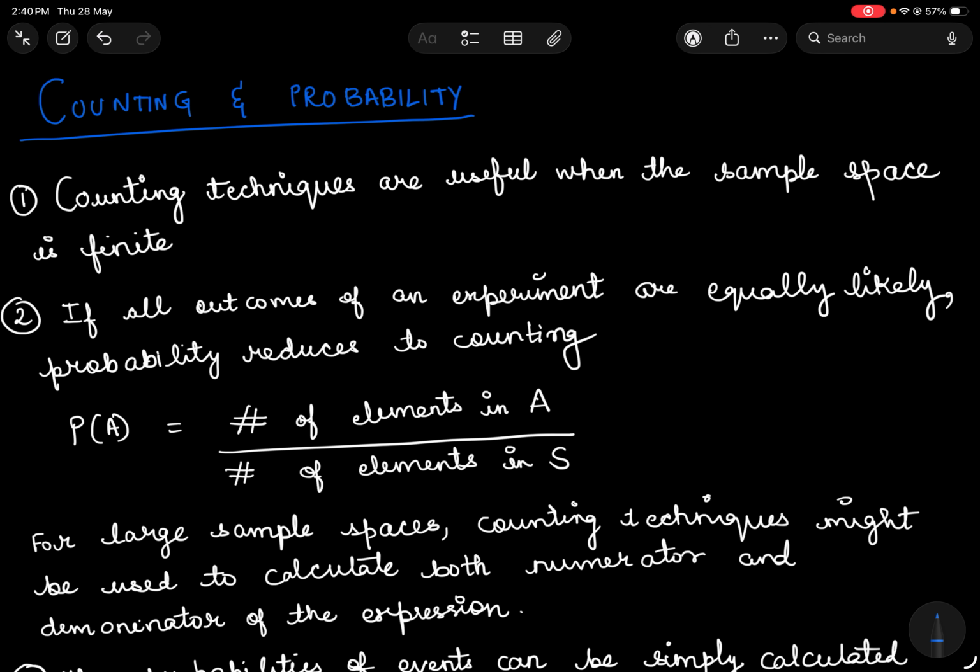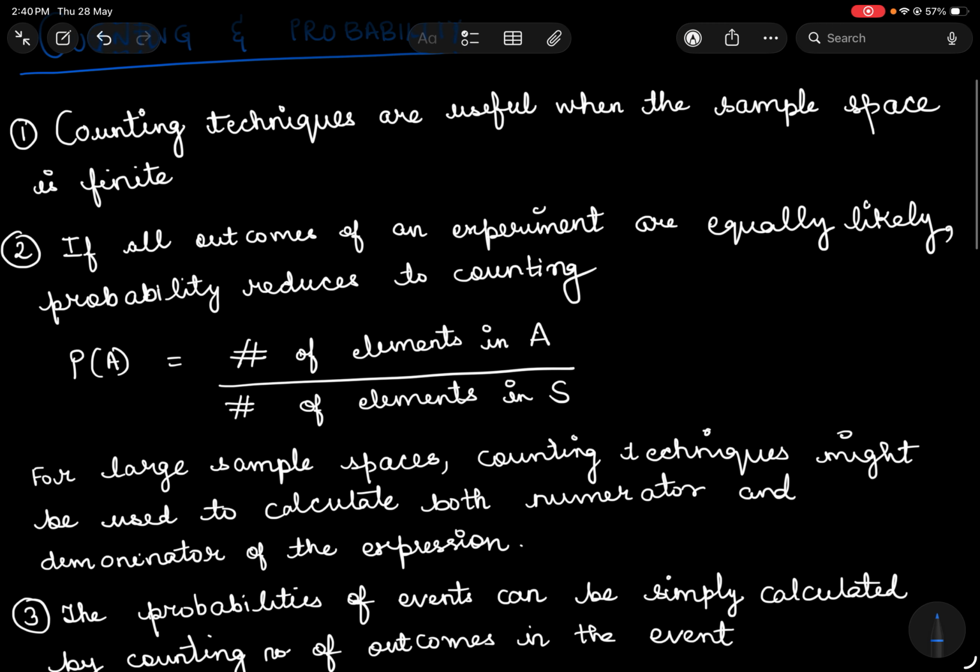Counting techniques are very useful when the sample space is finite. It's not that it's useful, it is where it is actually used. Counting techniques are mostly used when the sample space is finite. And generally, if you have any random experiment, you have a sample space, right? And the sample space has a list of elements. If you talk about a finite sample space, a list of things which can happen when that experiment is taking place.